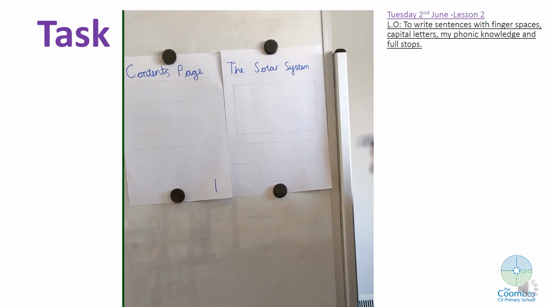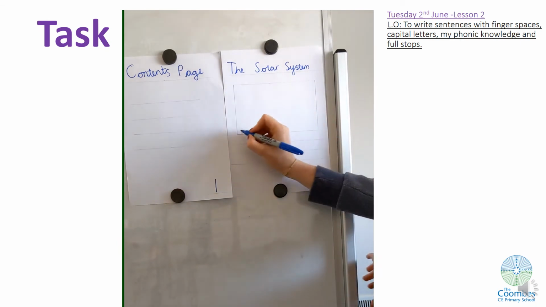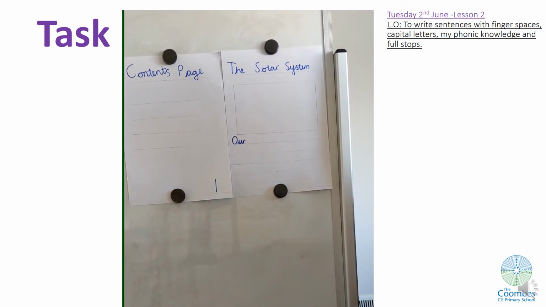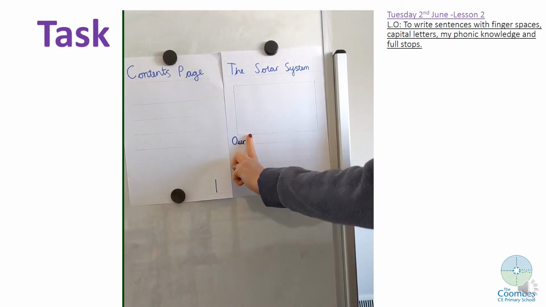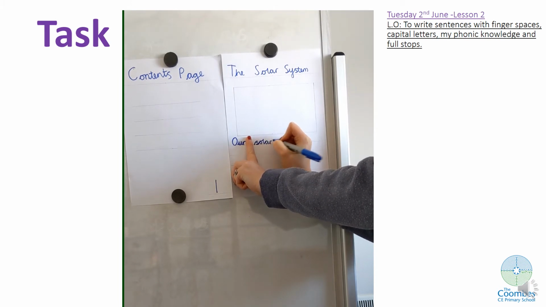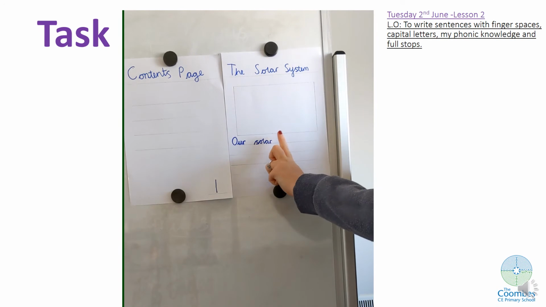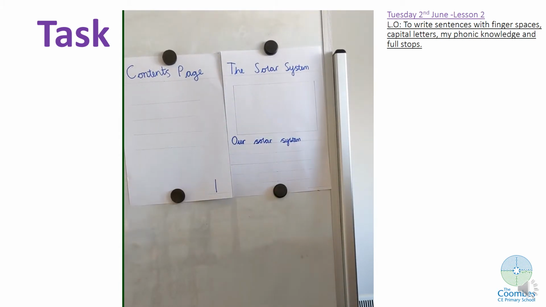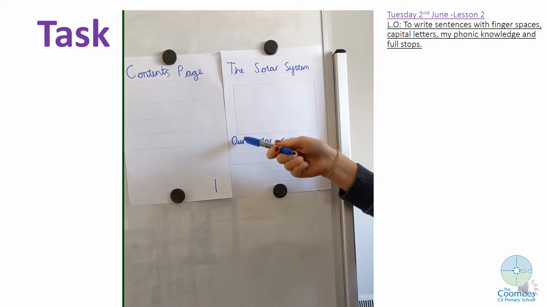So I'm going to start with the first 3 words. Our solar system. So the first word in my sentence must have a capital letter, and I'm going to write the word our. So our. And that's my first word. Now I need a finger space. It's the second word in our sentence, so it doesn't need a capital letter. Our solar. Our solar, another finger space for system. Okay, so I've done the first 3 words of my sentence. Let's check them back. Our solar system.